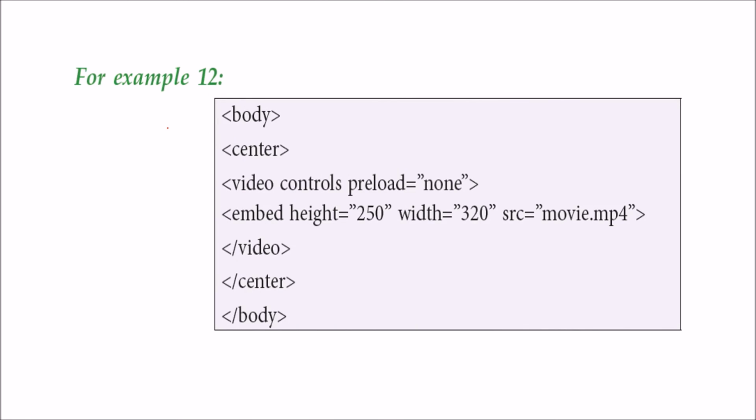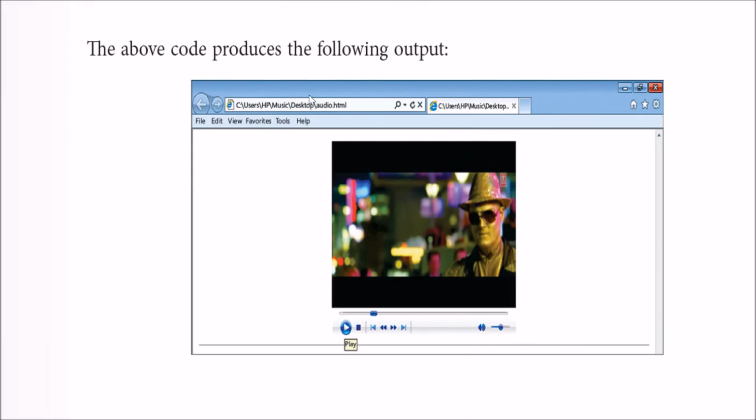So here is the body, and body end. Inside this you have centered it, and you have video controls with preload as none. There are three options, you can take any of these. Inside you have embed, height and width is this, and source is of course the movie. This is your result now.